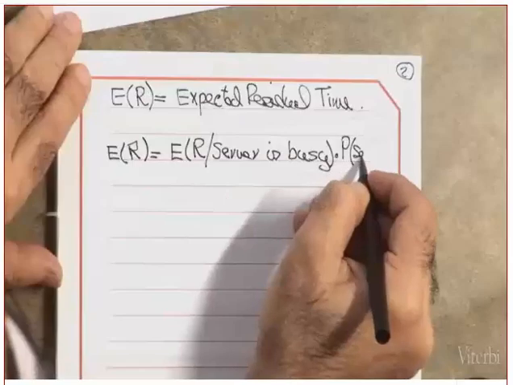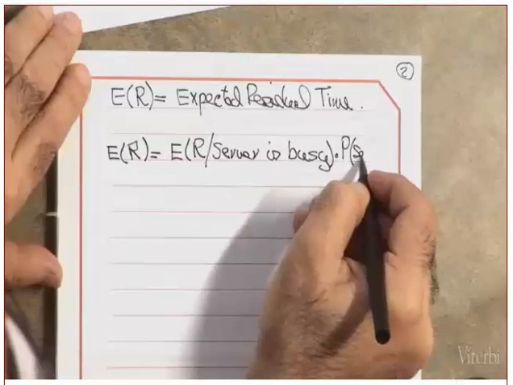Clear? This equation is called the total expectation. Answer me the following. What is the expected value of R given that the server is idle? If the server is idle, the arriving packet will start service immediately. There is no wait.